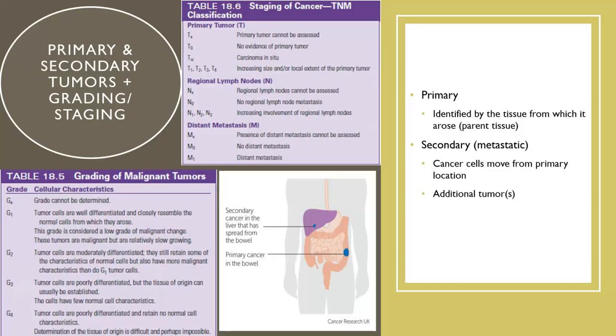In your staging, we can do all kinds of staging, but really it's looking at where is it? Is it staying in the primary tissue? Has it traveled by lymph node? Is it in the lymph nodes? Is it like a lymphoma? Or has it metastasized to other areas of the body?